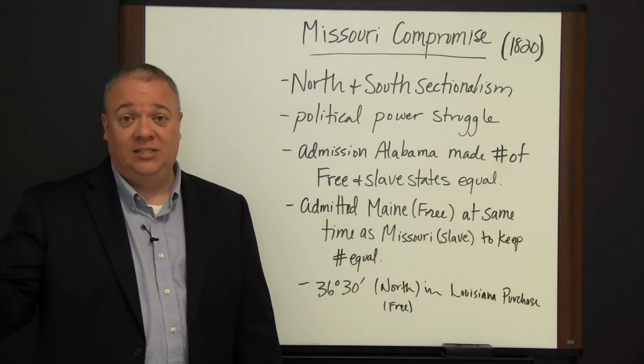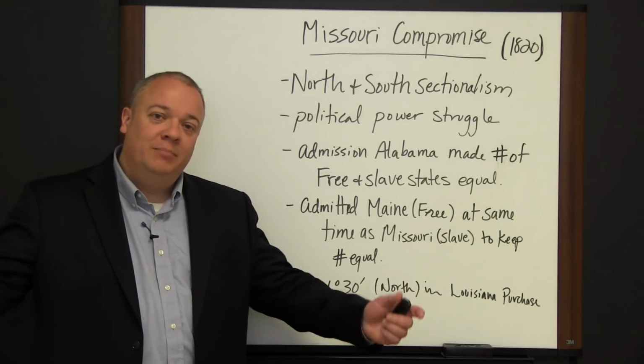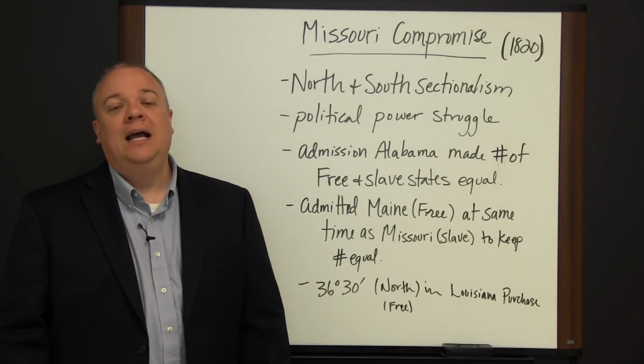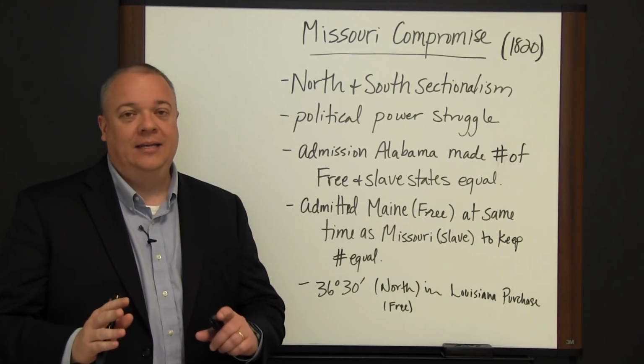Now, on the side of the Senate, each state got to send 2 representatives, no matter the size of the state. Big state, small state, all got 2. And so most of the power, in terms of power struggle, was localized in the Senate.